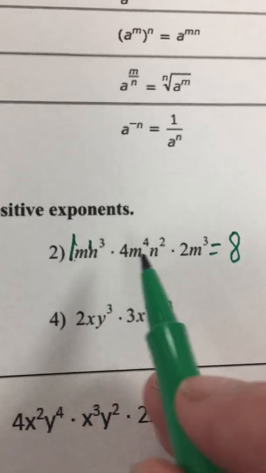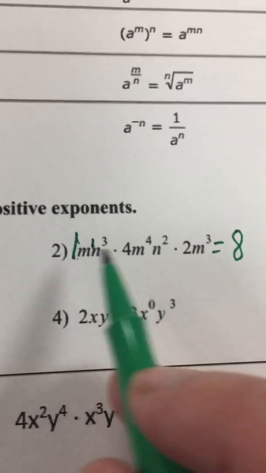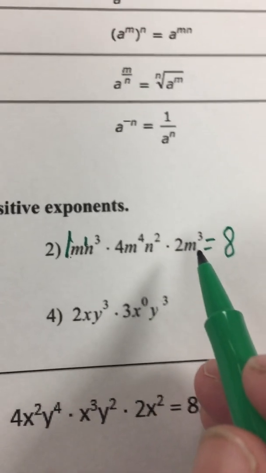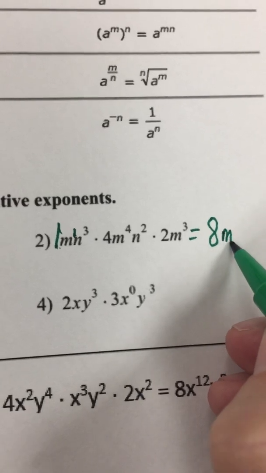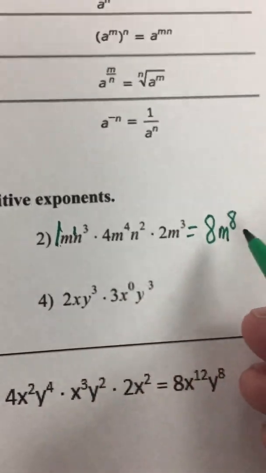M's, I've got a single m to the 4th. So how many m's here? 1 m here. Altogether, 1 plus 4, there's 5 m's, plus 3 more. So altogether, no, that was 5, that's 8, m to the 8th, sorry. 1 plus 4 plus 3 is 8.